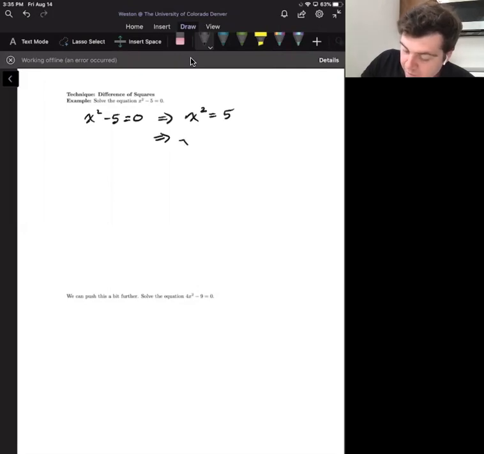So by square rooting, we get the square root of x squared equals the square root of 5. And we make one small adjustment to this and make this plus or minus the square root of 5. And that gives us that x equals plus or minus the square root of 5.